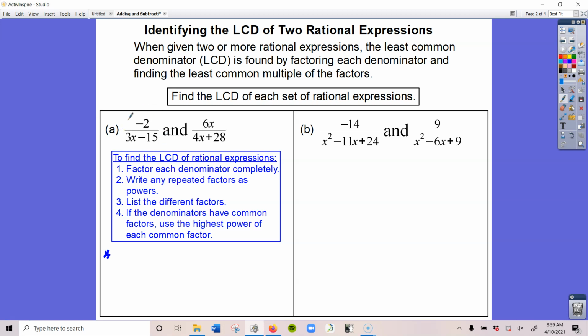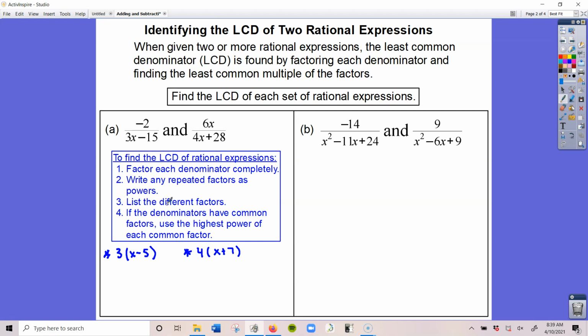In the first rational function, my denominator is 3x minus 15. If I factor that, I can take out a 3, which will give me 3 times x minus 5. For the second rational function, in the denominator, we have 4x plus 28. We can factor out a 4, and that will give me 4 times x plus 7. So now to get the LCD, basically we're going to write any repeated factors as powers, but we don't have any repeating factors in either one, so we don't need to worry about that step.